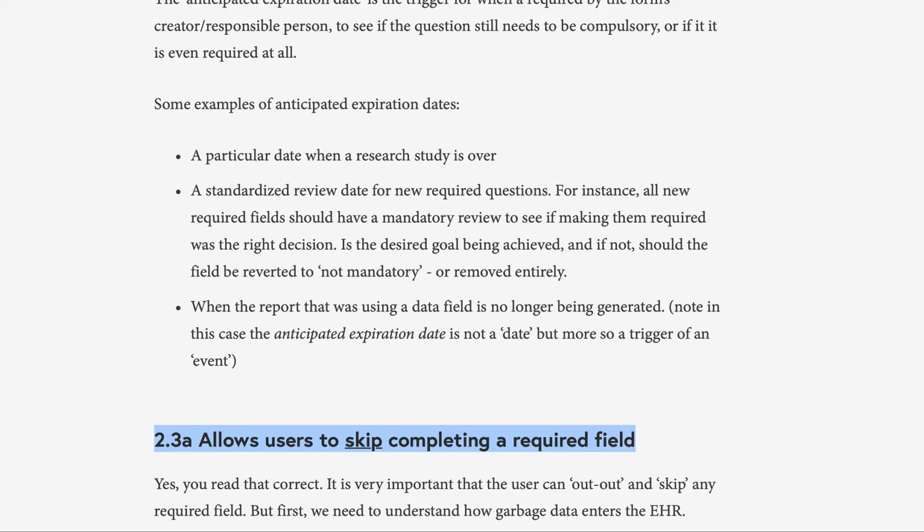So let's propose a solution. What if we had an opt-out button, and you could use this button on any of the required field questions? When you select the button, it would prompt a drop-down list and a free text box where you would record the reason you opted out from entering that data. But this is a much better option than just making up data.